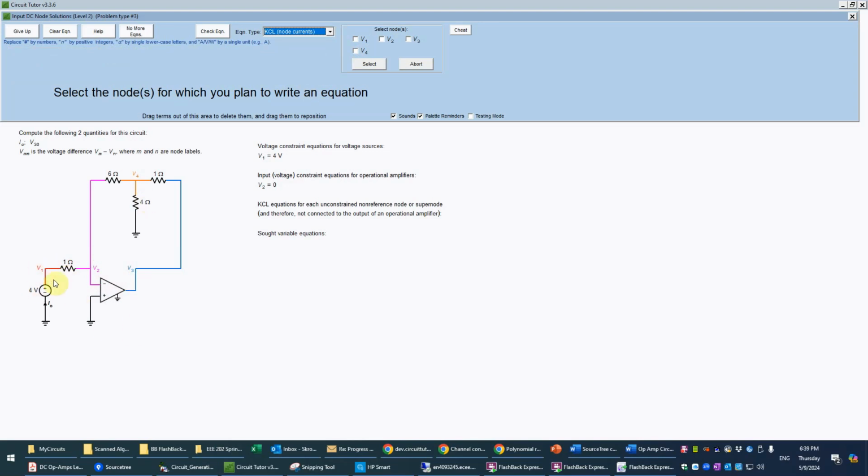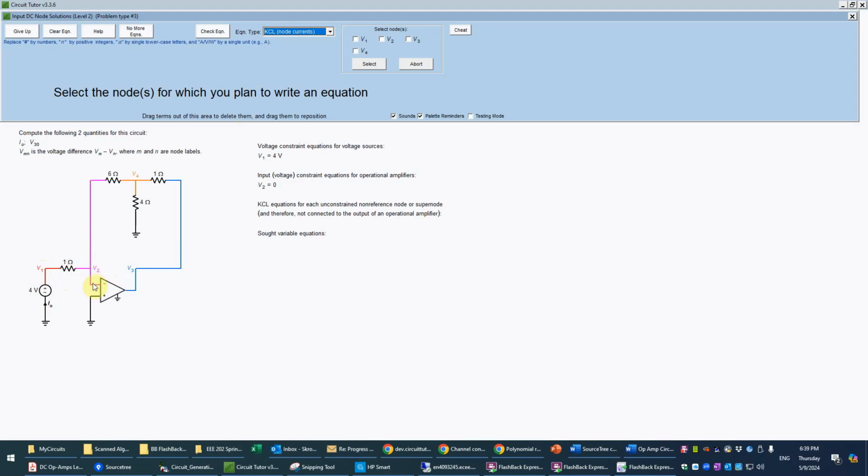If we think about V1, however, we realize we cannot write a KCL equation there because it is connected, in fact, to a voltage source that goes to ground. And we don't know the current a priori through a voltage source. It's whatever it needs to be. It's determined by the rest of the circuit. And so without solving the entire circuit, we cannot determine that current easily. And so we won't attempt to write that, and we don't need to because we already have a constraint equation for that node. So how about node 2?